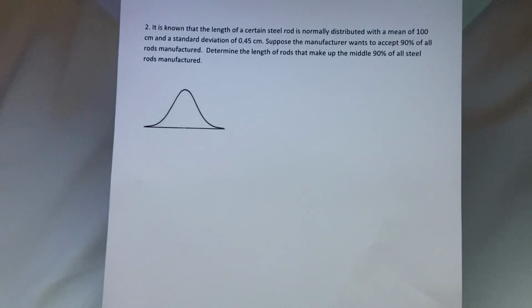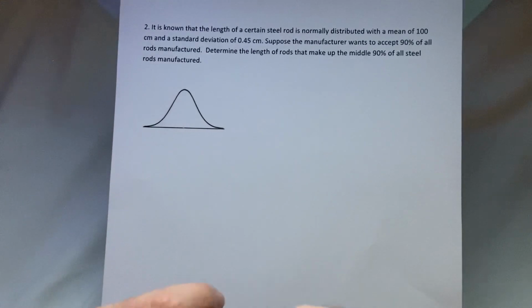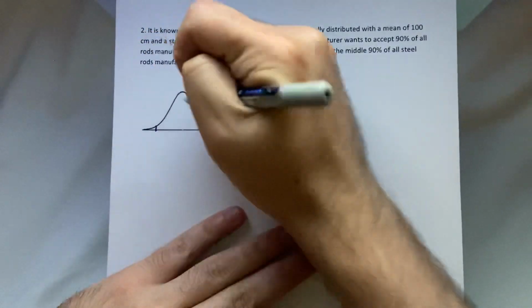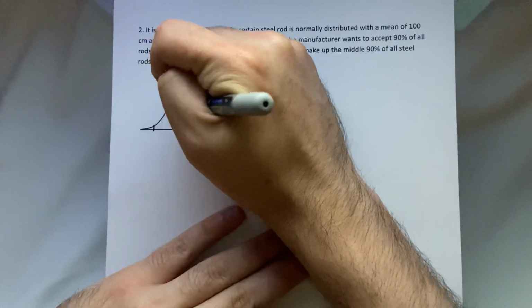Okay, another word problem. It is known that the length of a certain steel rod is normally distributed with a mean of 100 centimeters and a standard deviation of 0.45 centimeters. So suppose the manufacturer wants to accept 90% of all rods manufactured. Determine the length of rods that make up the middle 90% of all steel rods. Okay, so we want the middle 90%.